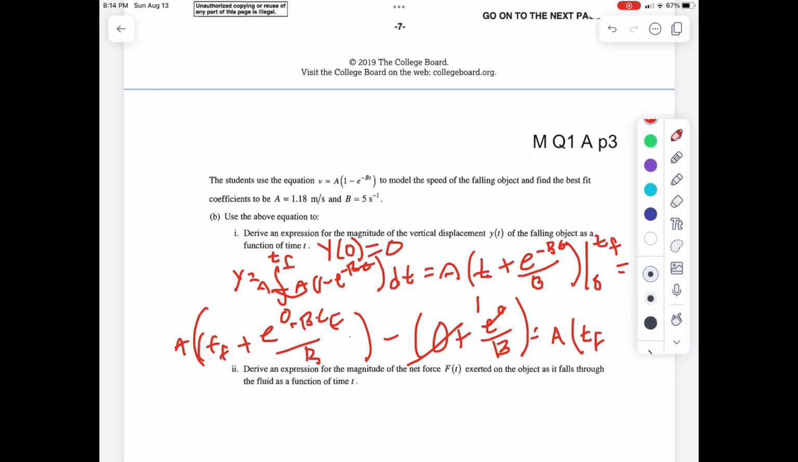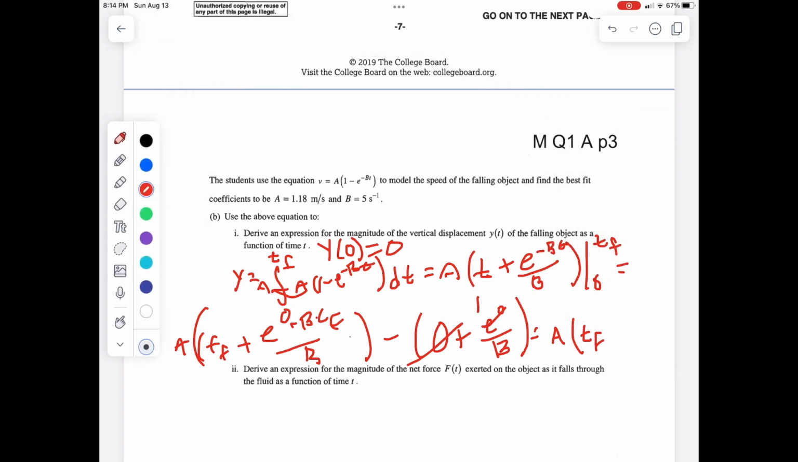If I move this out of the way, t final plus my 1 over b times, in parentheses, e to the negative b t final minus 1. Okay, I really had to squeeze that in, but hopefully you can see it and that makes sense.